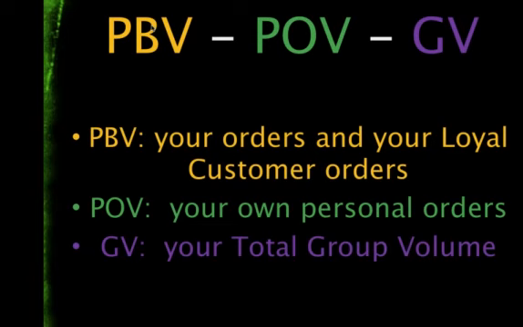Okay, now I'm going to explain PBV, POV, and GV. And remember, as a tree view, these are those 3 acronyms that you saw over there on the slide. PBV are your orders and your loyal customer orders. POV are your own personal orders. And GV is your total group volume. That's everybody in your downline.